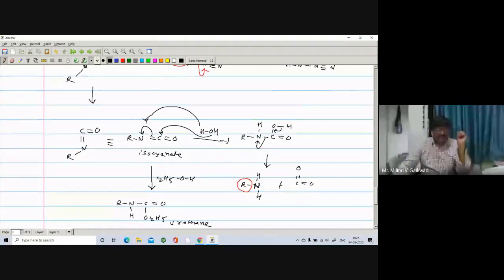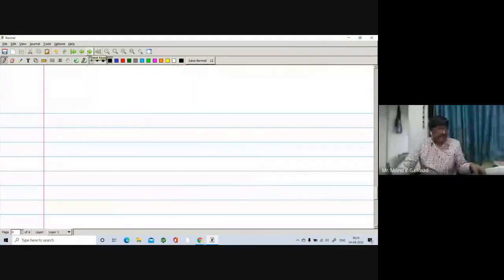Okay, now let us see the next rearrangement reaction. So the application part, I think you can write yourself.